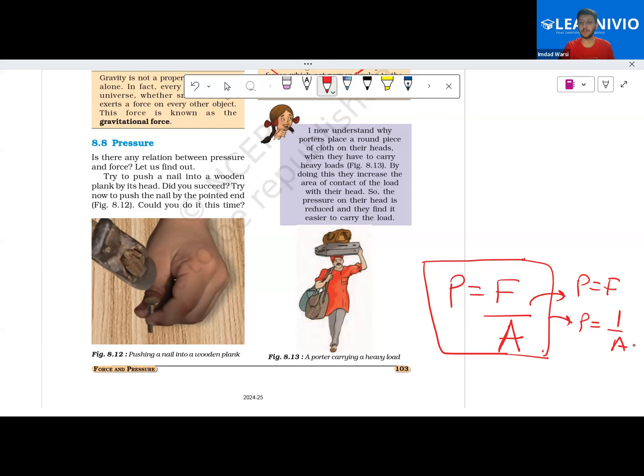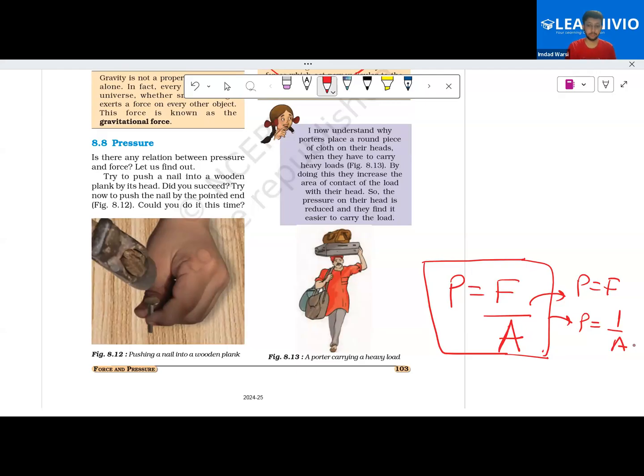This is called inversely proportional. Have you heard this word? This is called inversely proportional. This is called directly proportional. This is equal, so this is called direct proportion. This is called inverse proportion because it is opposite. If you increase this, this will increase. If you decrease this, this will decrease. Here the opposite happens. If you increase the area, pressure will decrease. And if you decrease the area, pressure will increase. So it is opposite.